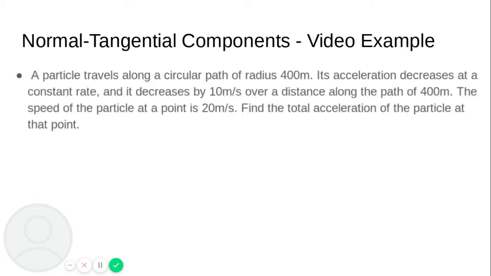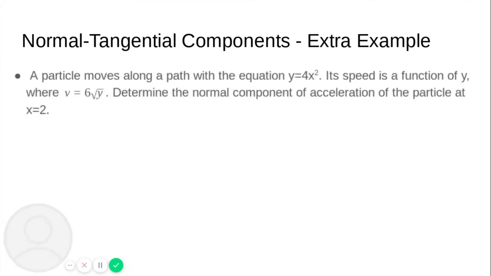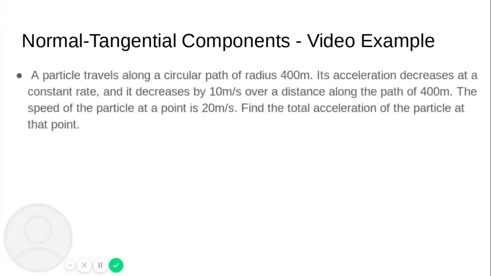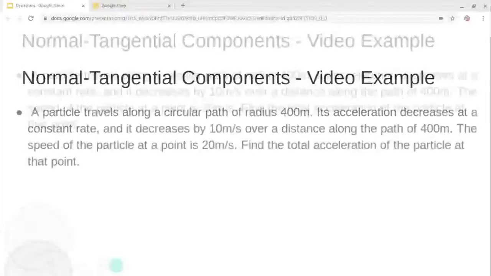So for an example, we have a particle traveling along a circular path of radius 400 meters. Its speed decreases at a constant rate, and it decreases by 10 meters per second over a distance, which would be the arc length, of the path of 400 meters. Again, that's the arc length. The speed of the particle at a point is 20 meters per second. Then we want to find the total acceleration of the particle at that point. There's also an extra example here, which I will post later in the description below. But we're going to work on this example first.